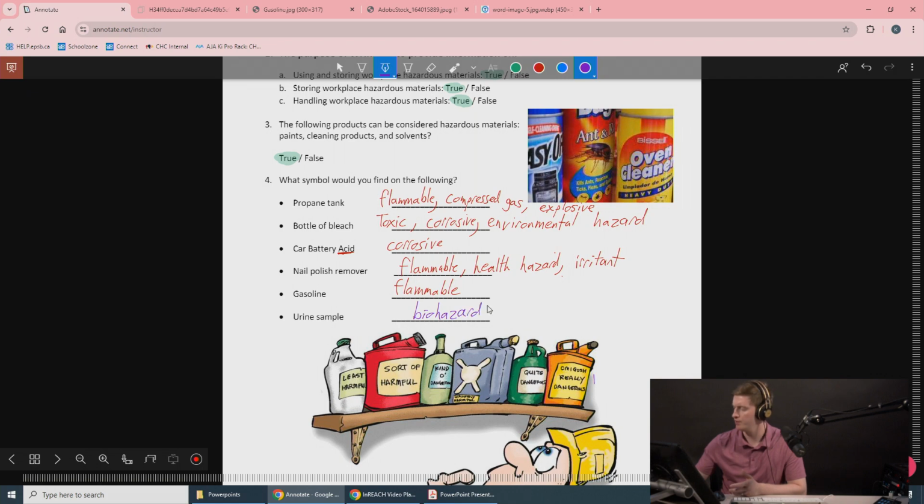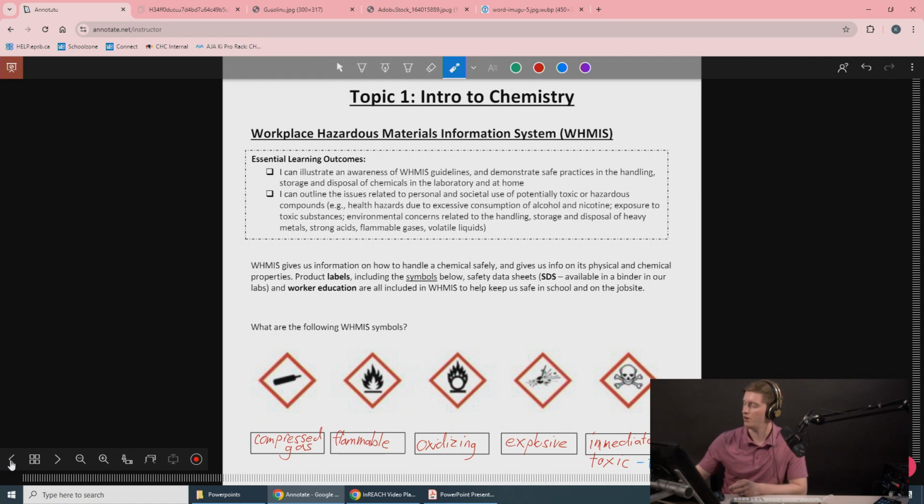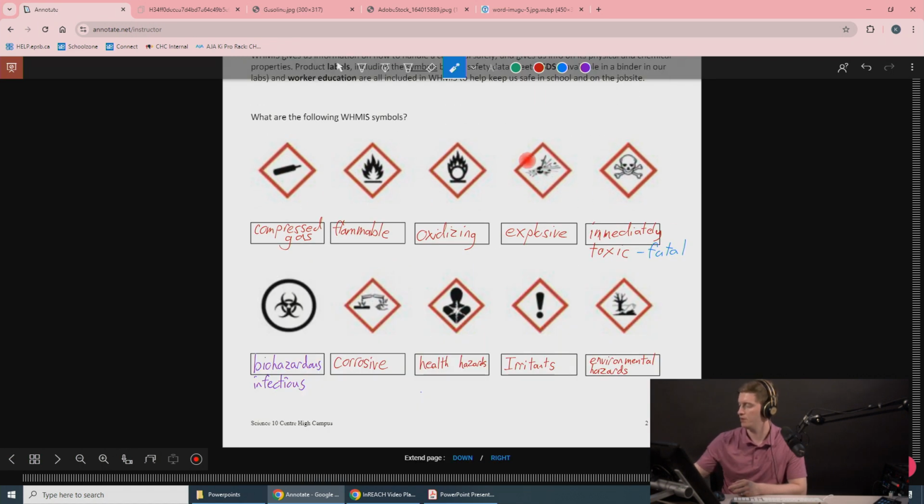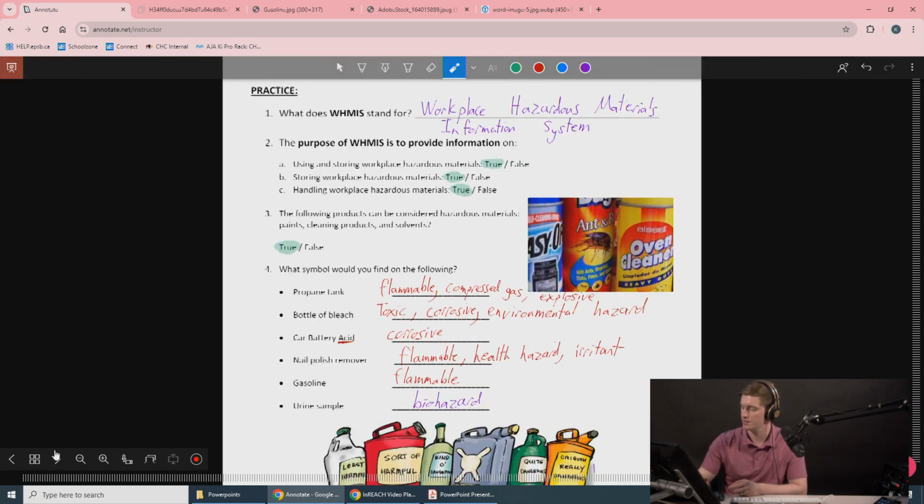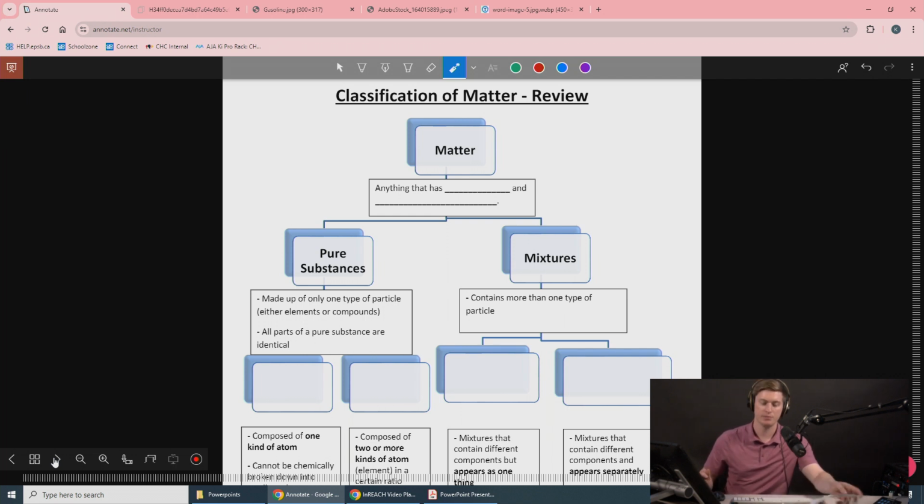I've switched to purple here, and the reason why I have these all in red is that just helps me remember that all of these symbols have the red outline, except for biohazardous infectious, which has that circle outline on it. All right, join me. We're going to flip to the next page. We're going to talk about the classification of matter.